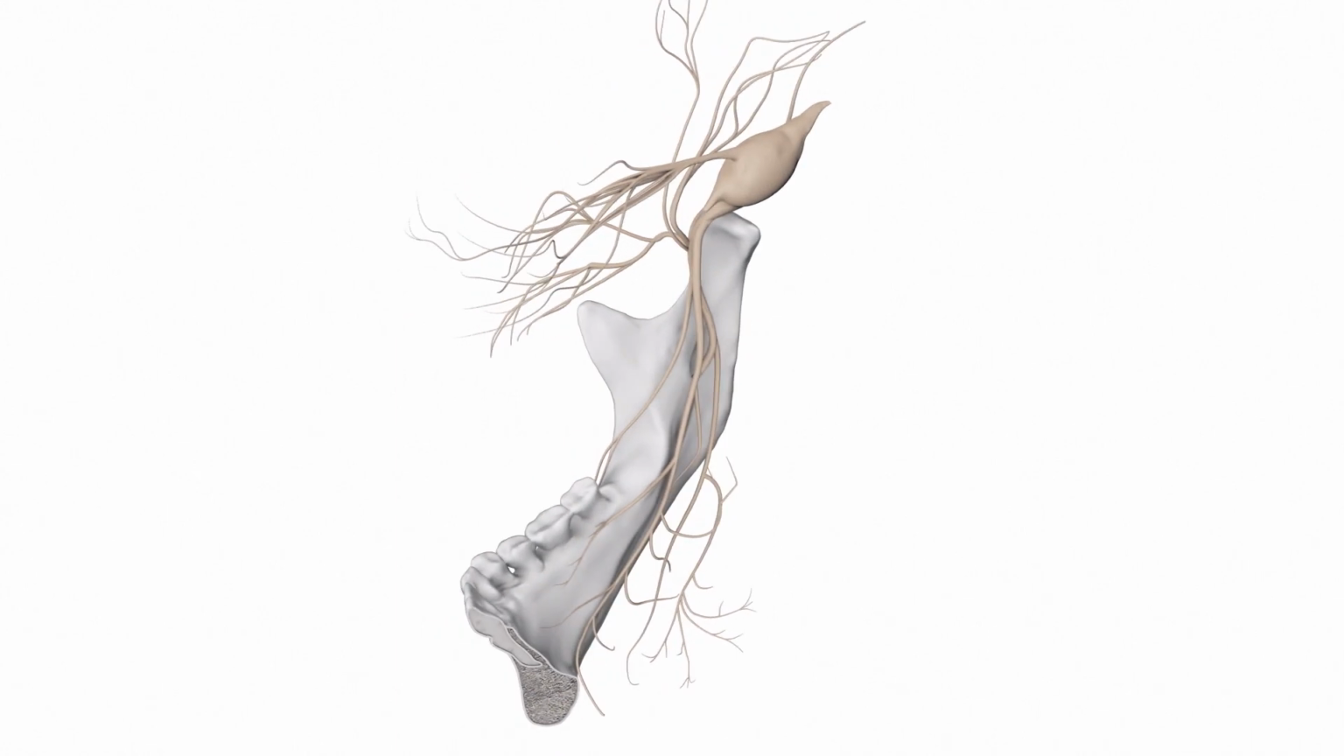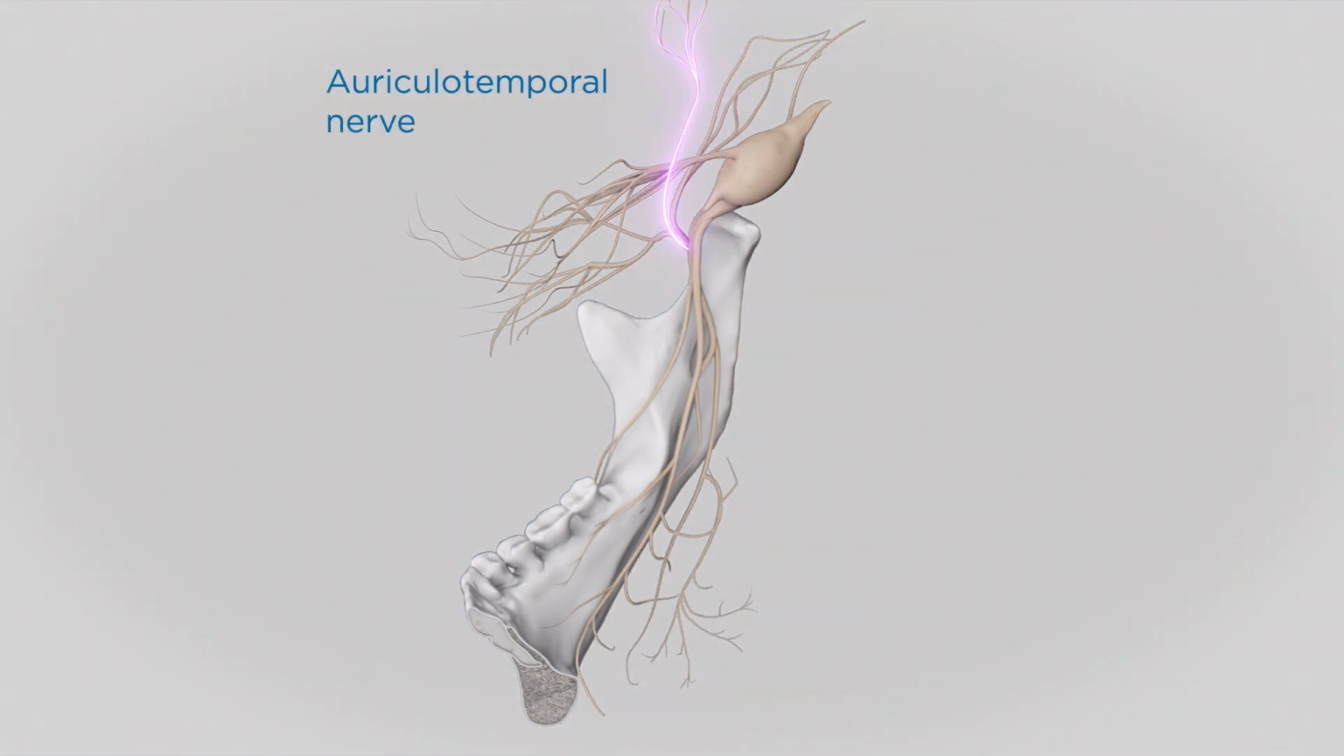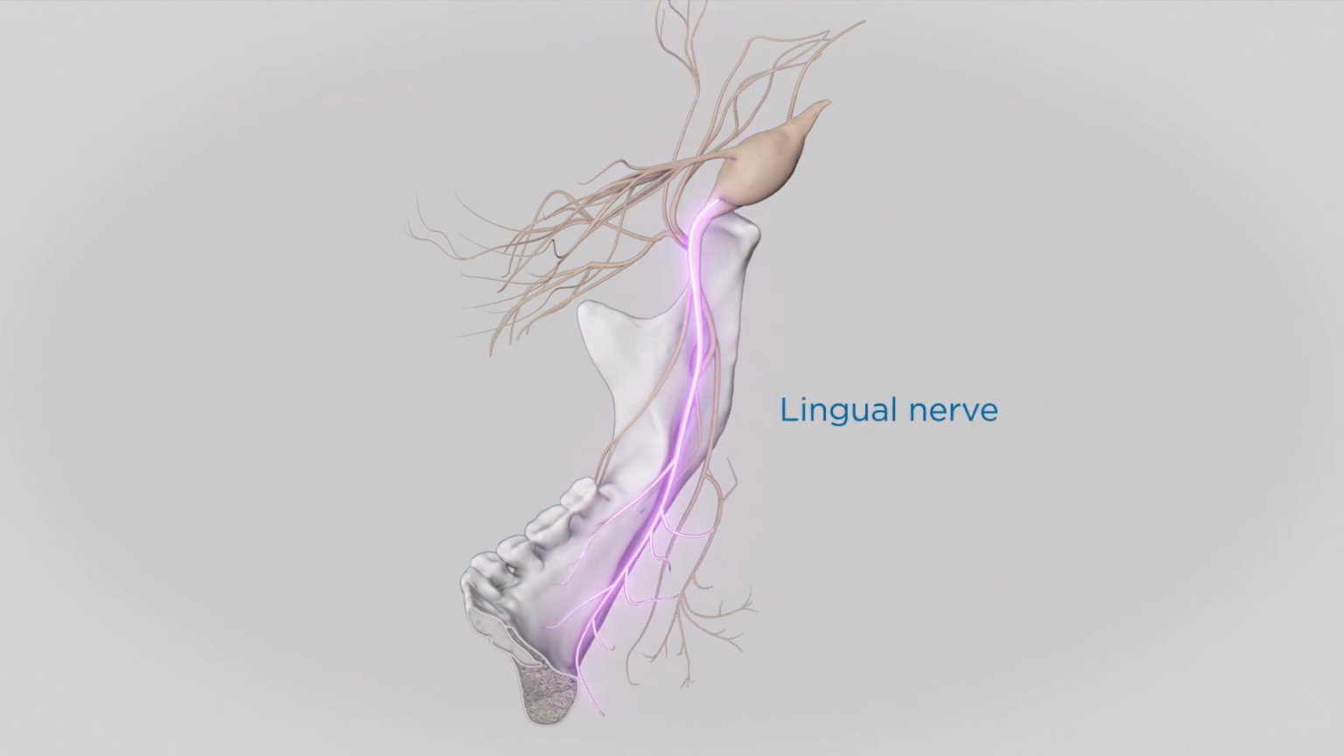The posterior root of the mandibular nerve is predominantly sensory, although it does provide motor innervation to the mylohyoid muscle and the anterior belly of the digastric muscle. As it descends, it divides into three branches. The auriculotemporal nerve supplies the skin of the temporal region of the head. The lingual nerve provides general sensation for all of the lingual gingiva and the mucosa of the floor of the mouth and the anterior 2/3 of the tongue.